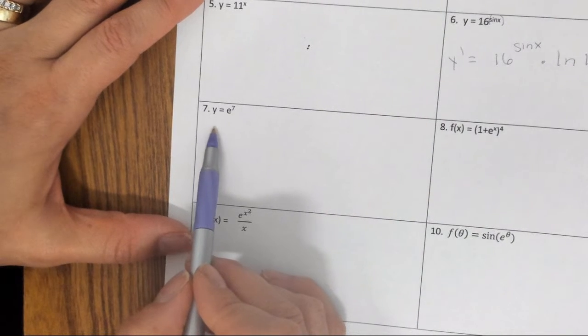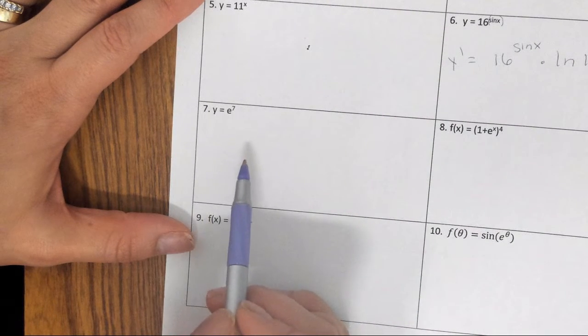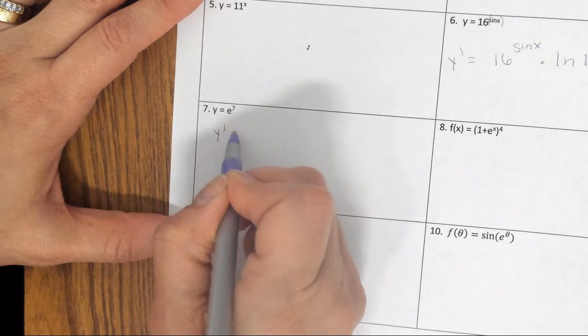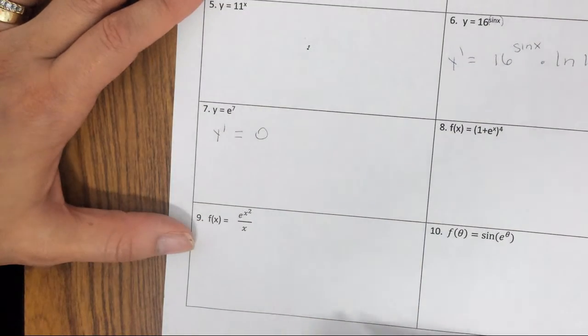Just to reiterate, number 7, e to the 7, that's just a constant. E is a number. So the derivative of any constant is always just 0.